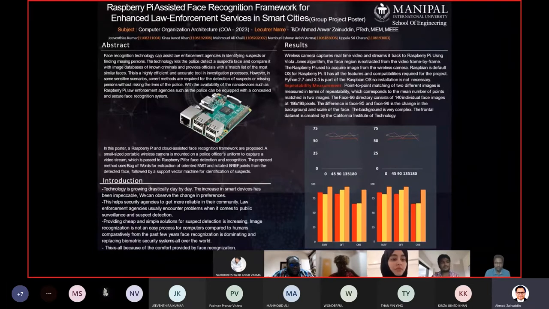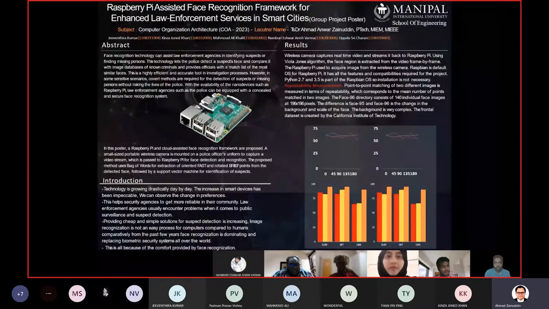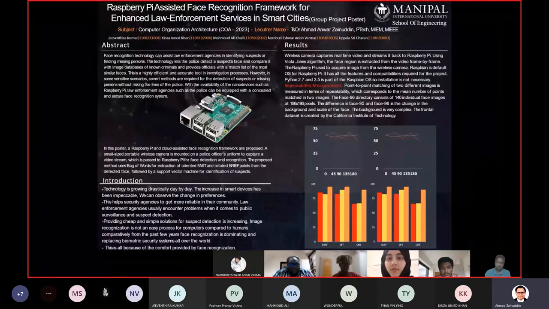However, in some sensitive scenarios, covert methods are required for the detection of suspects or missing persons without risking the lives of police, with the availability of nano devices such as Raspberry Pi. In this poster, a Raspberry Pi and cloud-assisted face recognition framework is proposed. A small portable wireless camera is mounted to a police officer's uniform to capture a video stream, which is passed to the Raspberry Pi for face detection and recognition. The proposed method uses bag of words for extraction of oriented FAST and rotated BRIEF points from the detected face, followed by a support vector machine for identification of suspects. The proposed method is implemented on a Raspberry Pi 3 model in Python 2.0 and is tested on various standard data sets. Experimental results verify its effectiveness for enhancing law enforcement services in smart cities.